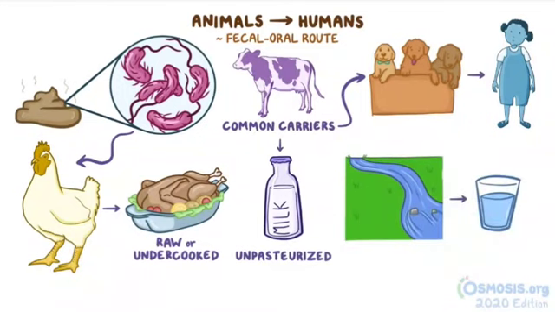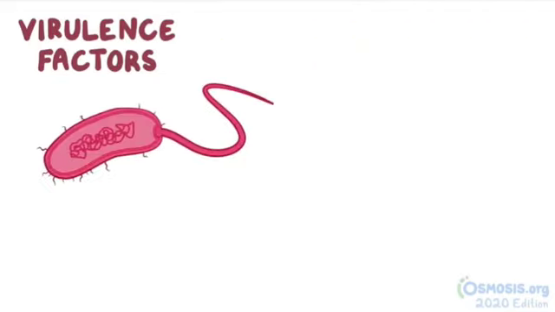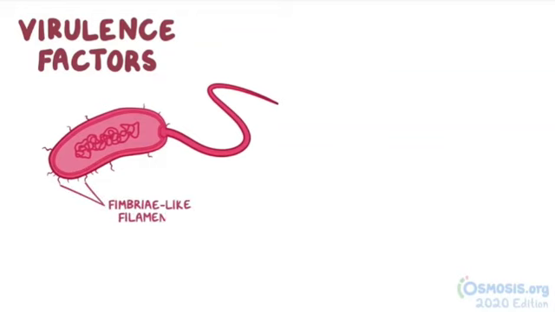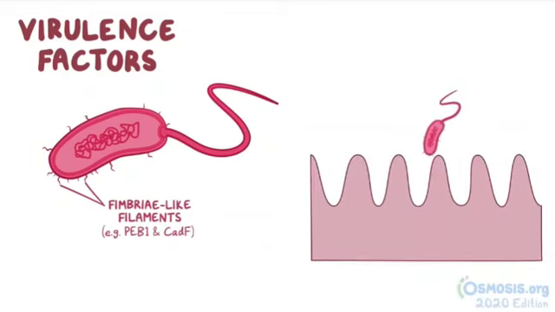Once inside our body, Campylobacter jejuni has a number of virulence factors that it can use to attach to host cells and cause disease. First, it has fimbriae-like filaments and cell surface proteins like PEB1 and CadF that help it attach to the mucosa of the small intestine and colon.